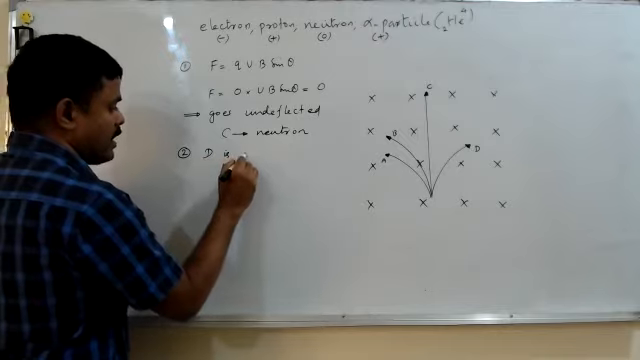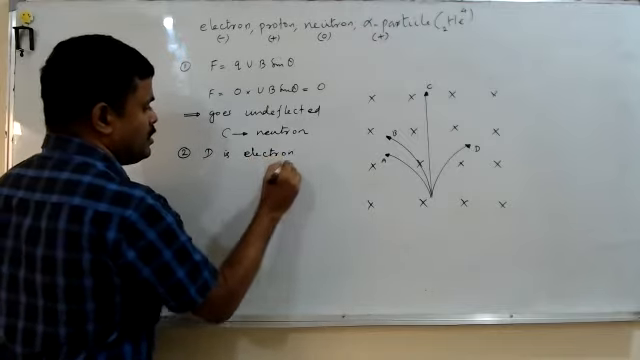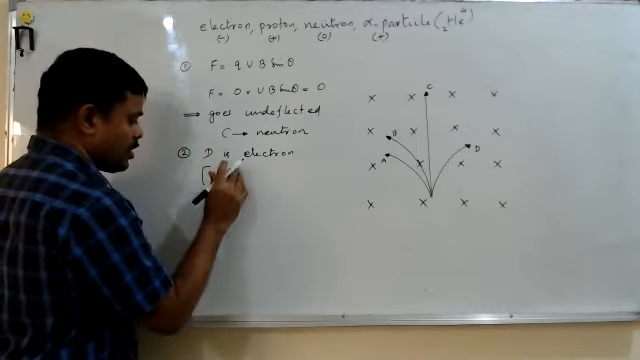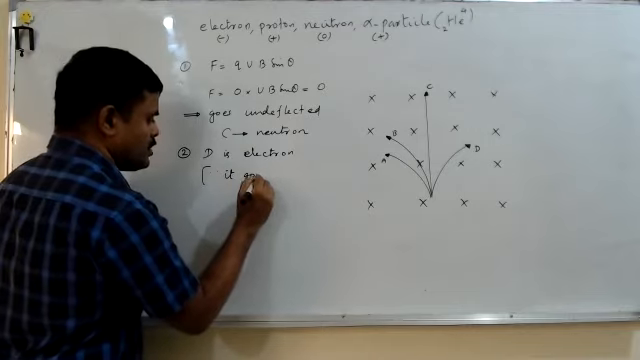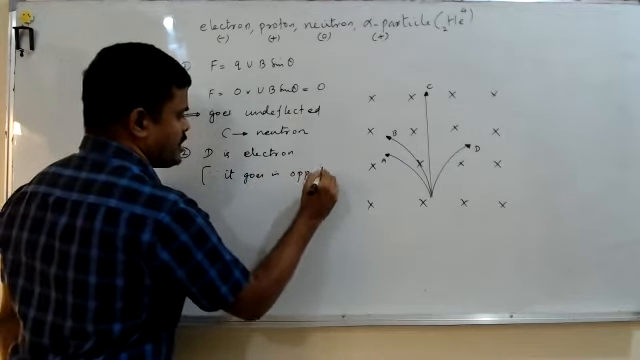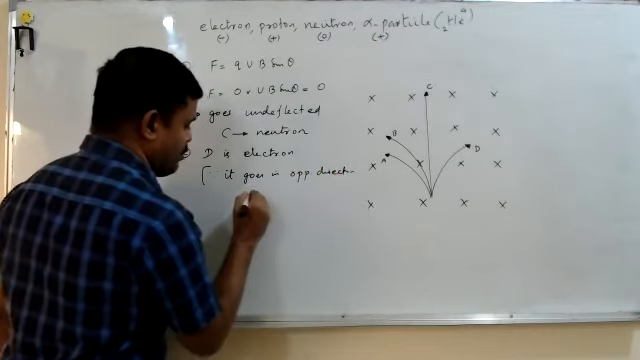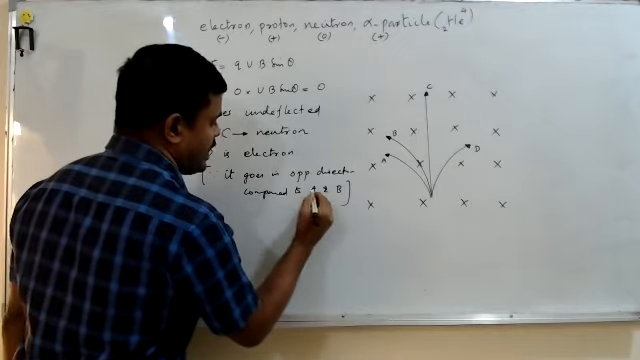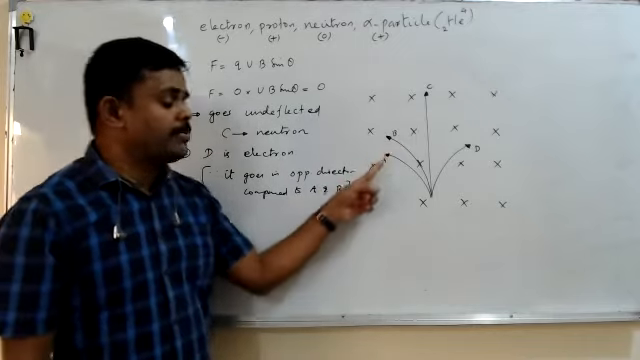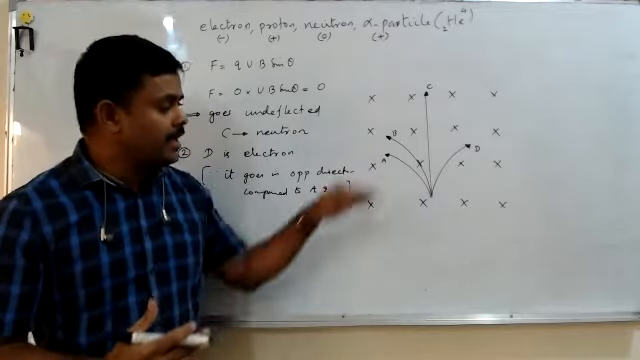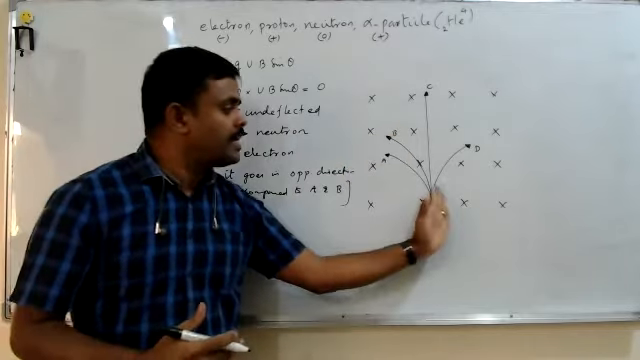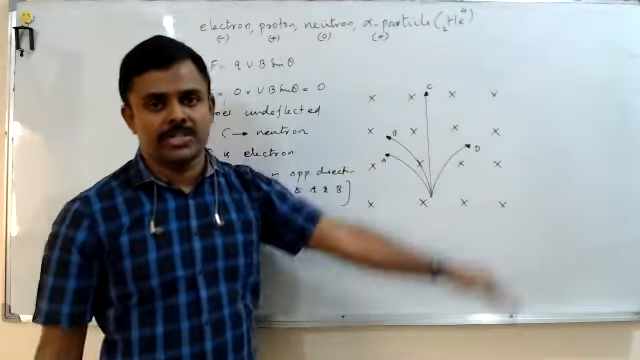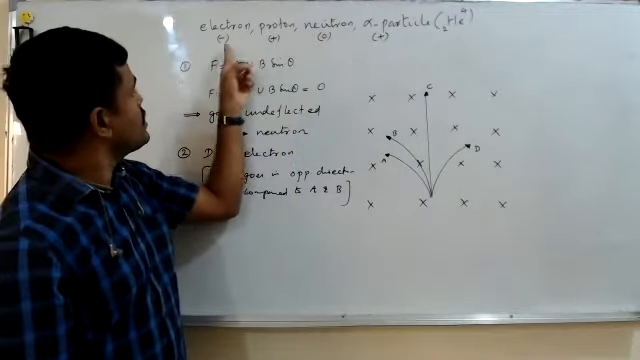D is electron. Why is D electron? D is electron because it goes in the opposite direction compared to the other particles, compared to A and B. A and B should be identically charged, having the same nature of charges. A is positive, B is also positive because they are deviated to the same side. But D is deviated to the other side, so it must be of opposite nature. So it is negative. Electron is negative.